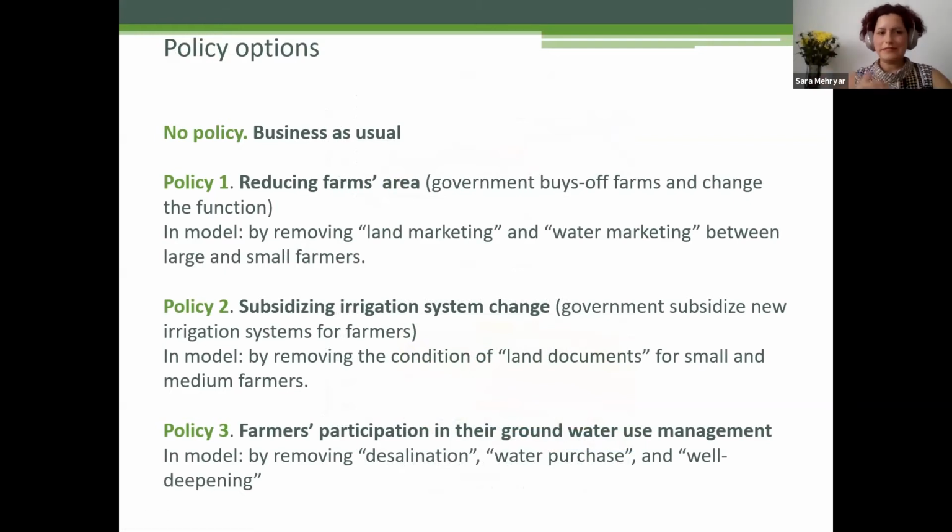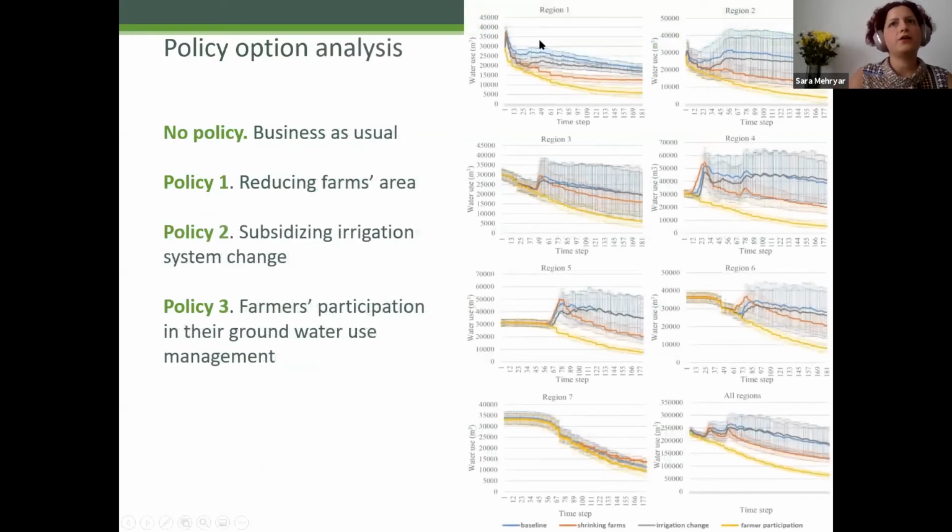I'm not going into the detail of these policy options, but just briefly to say that we introduced new policies into the model by implementing the changes that those policies may bring in the farmers' actions and their conditions of actions. For example, a policy may remove some of the actions or change the condition of some of the actions. That's how we impose the new policies. And we compared the impact of those policies on the overall groundwater use of each region across the 7 regions.